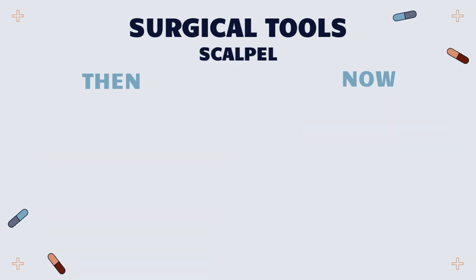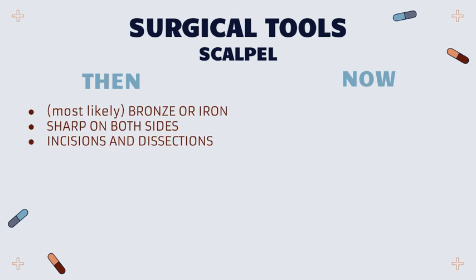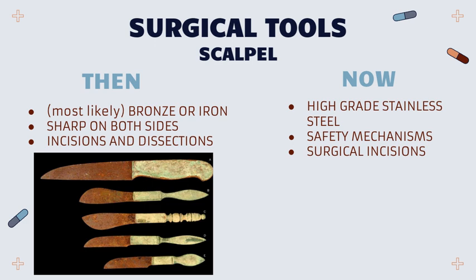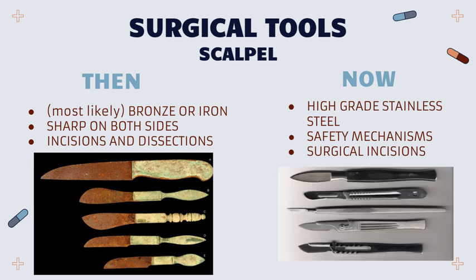Next, we have the scalpel. Scalpels in ancient Rome were designed with a straight, sharp-pointed blade that was made out of possibly bronze or iron. These knives were most commonly used for a range of surgical procedures such as incisions and dissections. Here is what a scalpel in ancient times looked like. Now scalpels are made with high-grade stainless steel and have a variety of safety features ensuring the doctor's safety. They are used for surgical incisions.